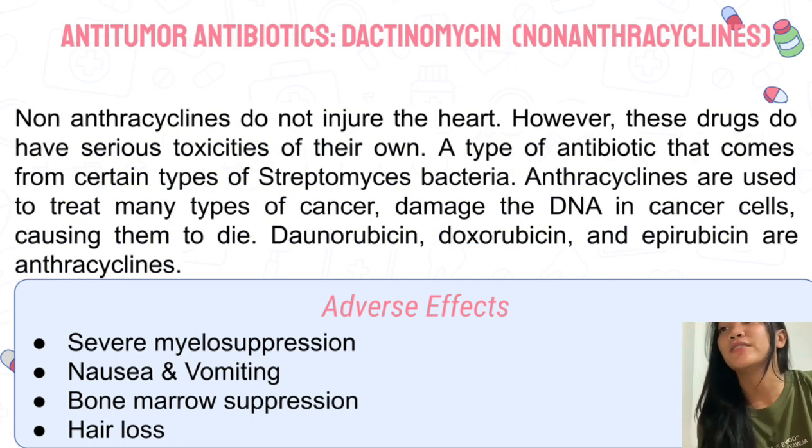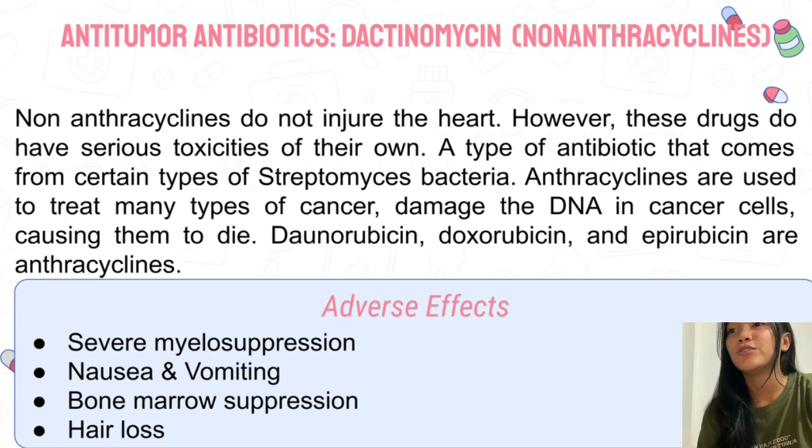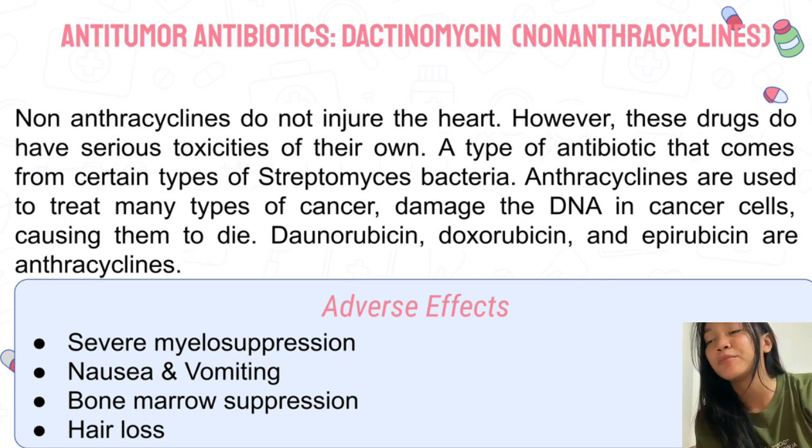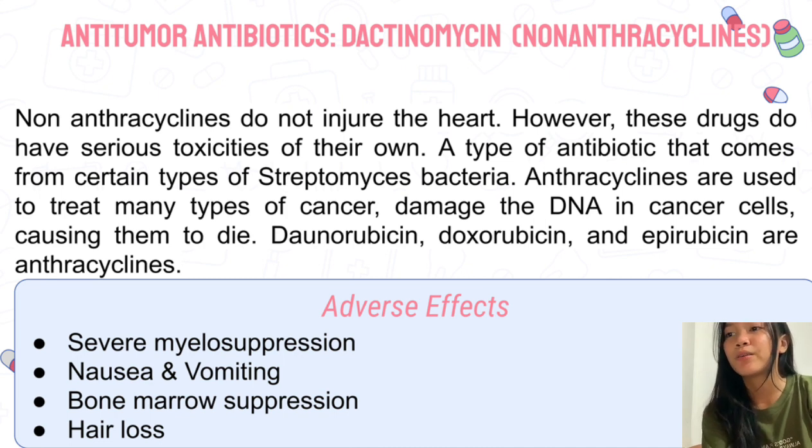The drug that belongs to the non-anthracyclines is dactinomycin. Non-anthracyclines do not injure the heart. However, these drugs do have serious toxicities of their own. Anthracyclines are a type of antibiotic that comes from certain types of Streptomyces bacteria. They are used to treat many types of cancer, damaging the DNA in the cancer cells, causing them to die. Daunorubicin, doxorubicin, and epirubicin are the anthracyclines. The adverse effects of dactinomycin are severe immunosuppression, nausea and vomiting, bone marrow suppression, and hair loss.